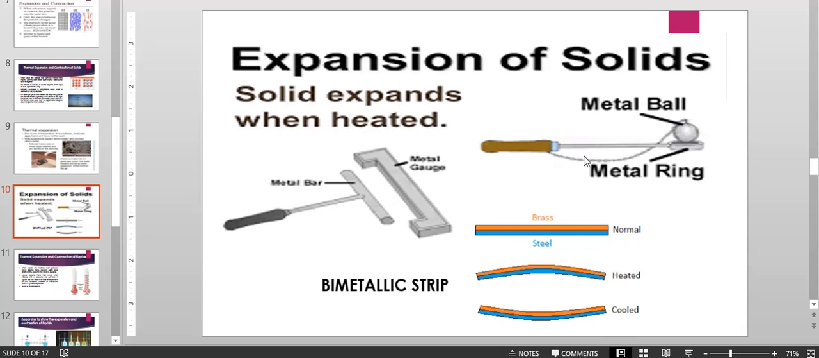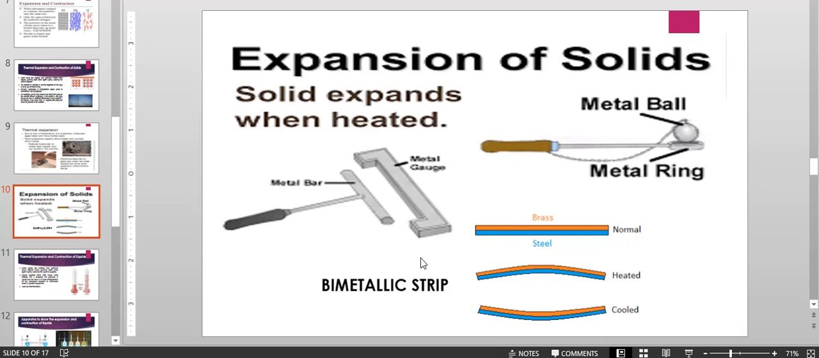The second experiment is of the metal ball and the metal ring. At room temperature, the ball can easily pass through this ring. But when you heat this ball, it will be unable to move through this ring because of the increase in the volume, shape, and area of the ball.